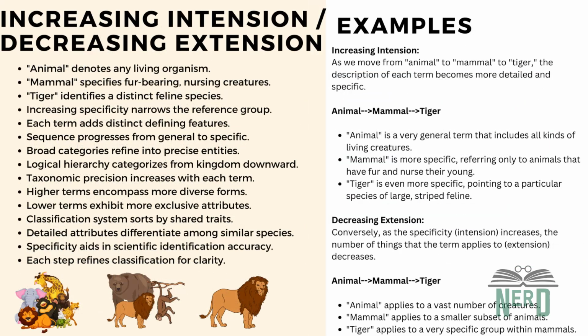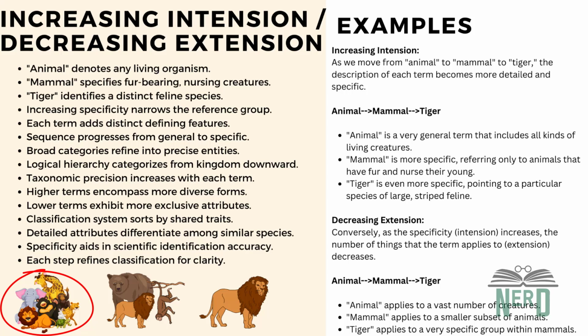Increasing intention, decreasing extension. This is like getting more specific as you move along in a list. Each term you come across has more detailed attributes than the last, narrowing down the group it refers to. Think of it like zooming in with the camera. For example, start with animal. That's any living creature. Pretty broad, right?